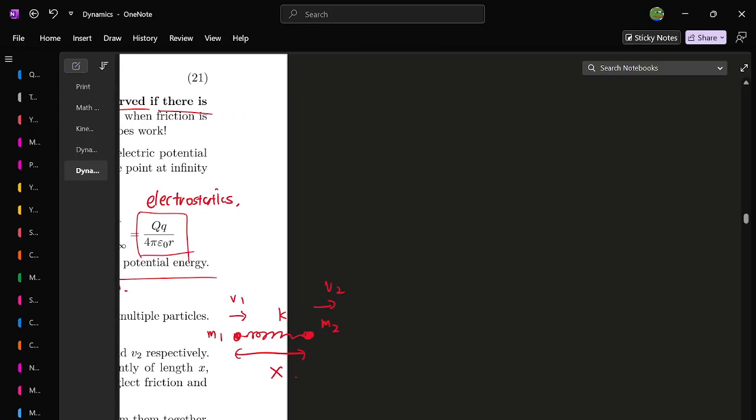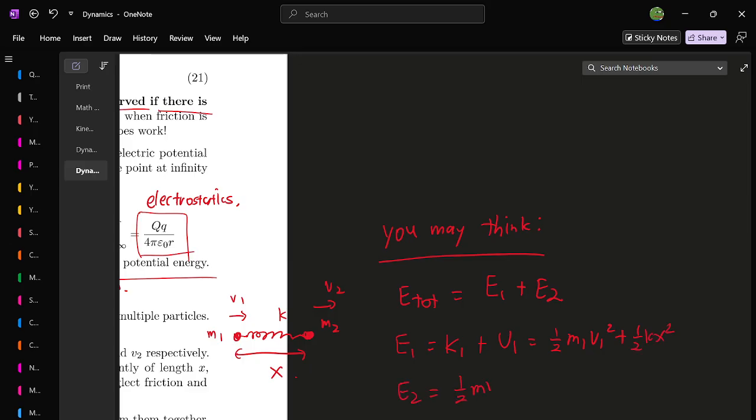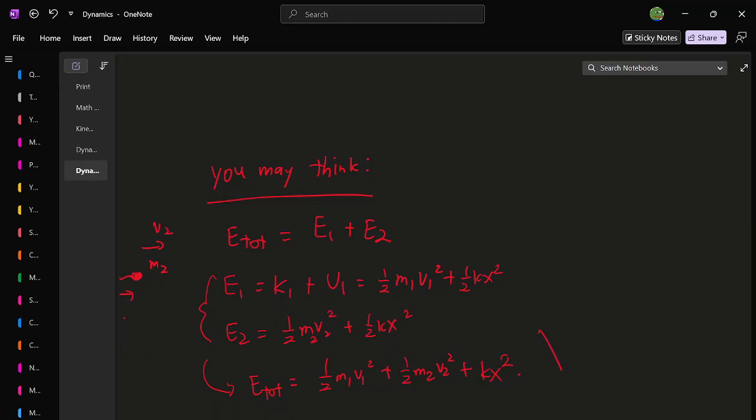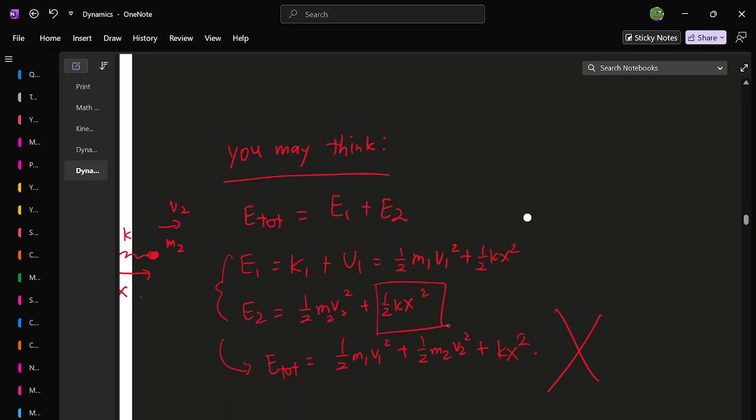So what you may be tempted to do is think, okay, I want to find the total energy, so I want to find the energy of the first mass plus the energy of the second mass. That should give me the total energy. So when you do that, you find E1, which is just K1 plus U1, half M1 V1 squared plus half K X squared. Now similarly for E2, you just get this. Then easy, right? You sum it together and you get this. But this is wrong because you double counted the potential energy by doing this.